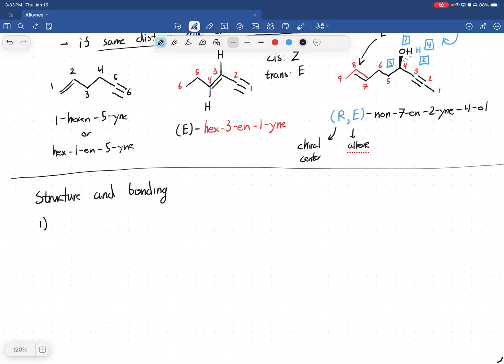All right. So one thing about alkynes, has anyone ever used an alkyne before? Anyone ever used an acetylene torch? That contains an alkyne. And the thing about alkynes is they typically burn hotter than most hydrocarbons. So alkynes have a high heat of combustion.